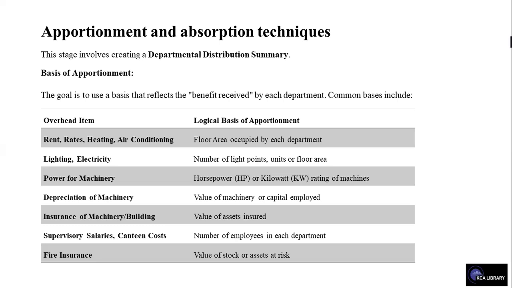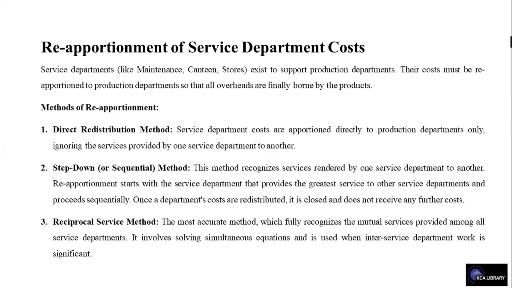We also have the supervisory salary and canteen cost, where the basis of apportionment is actually the number of employees in each department. And lastly, in terms of fire insurance, we have the basis of apportionment as value of stock or asset at risk. Then looking at reapportionment of service department cost.